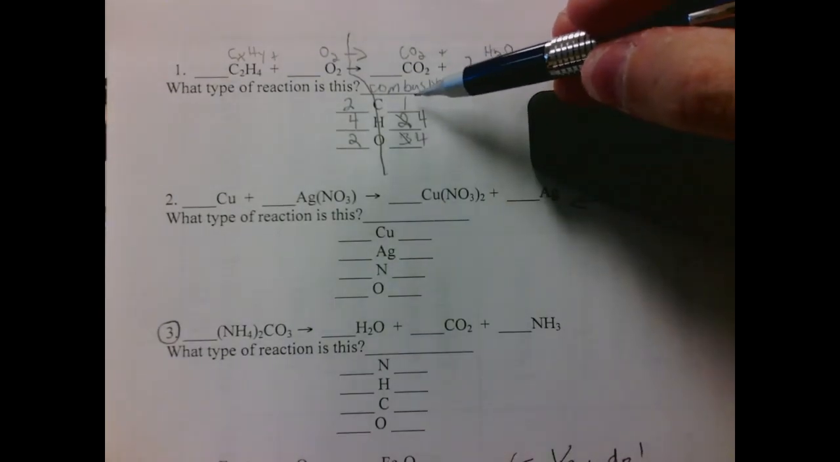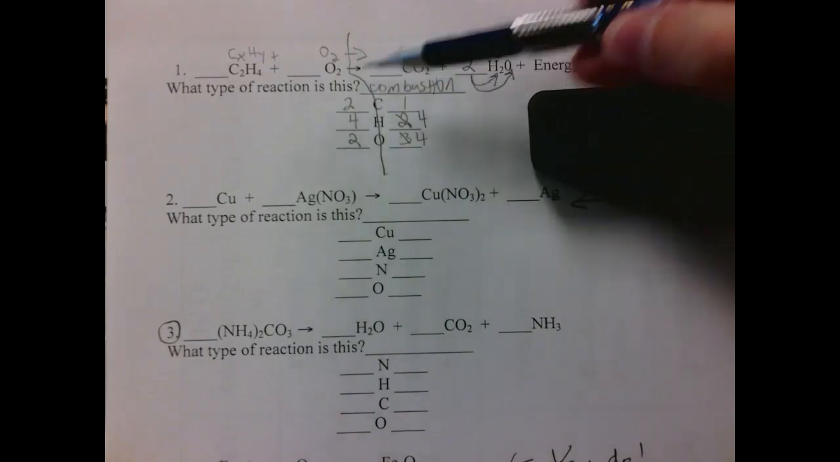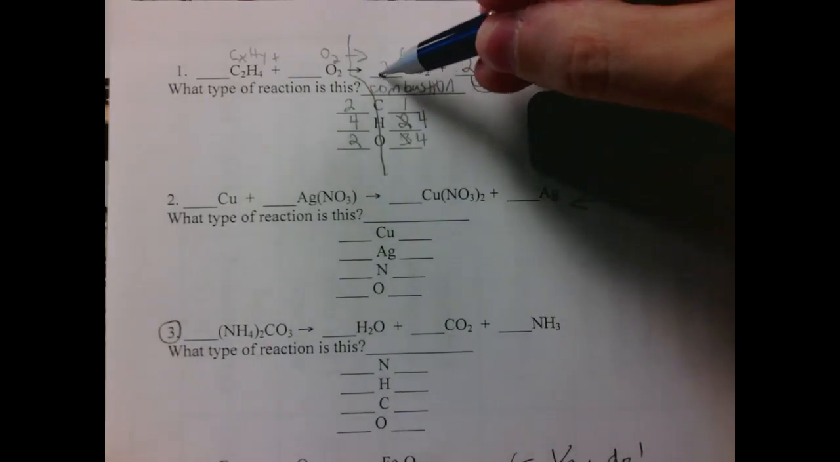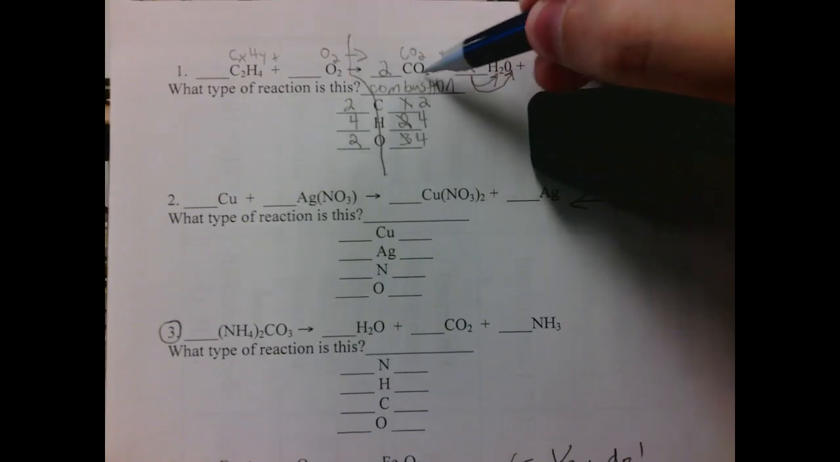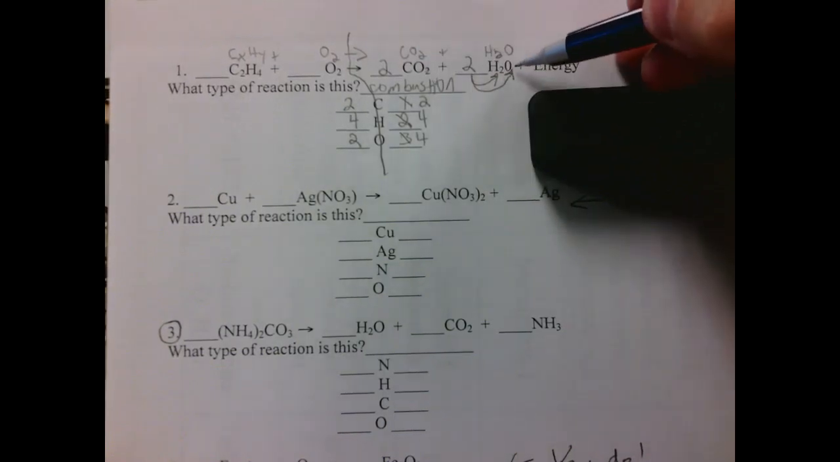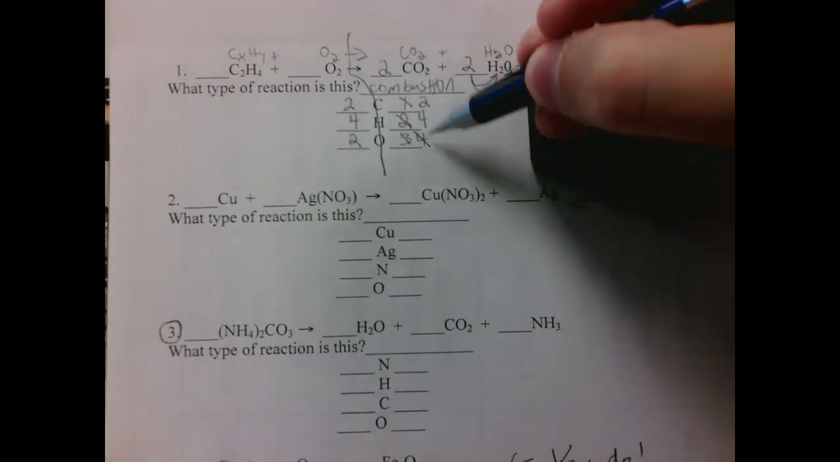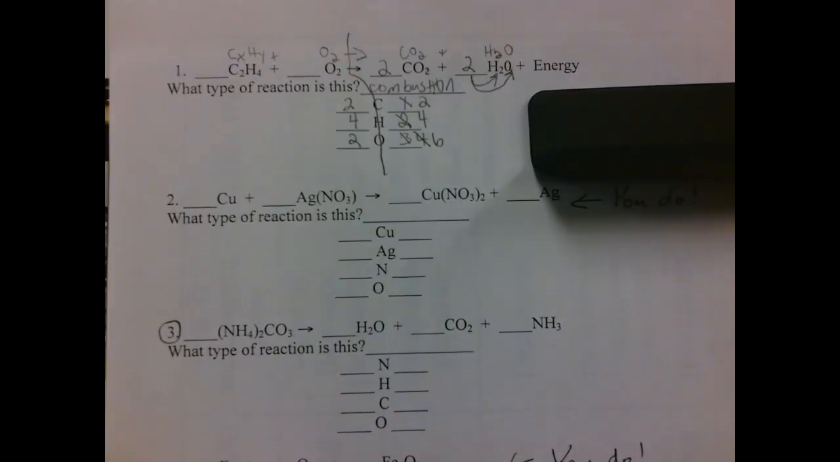We have 1 C on this side and 2 on that side. So I'm going to put a 2 here. 2 times 1, 2 C's. 2 times 2, 4 O's, plus 2 O's is 6 O's. Once again, we're going to balance the oxygens last. Our C's are equal, our H's are equal. Let's figure out what to do with the oxygen.